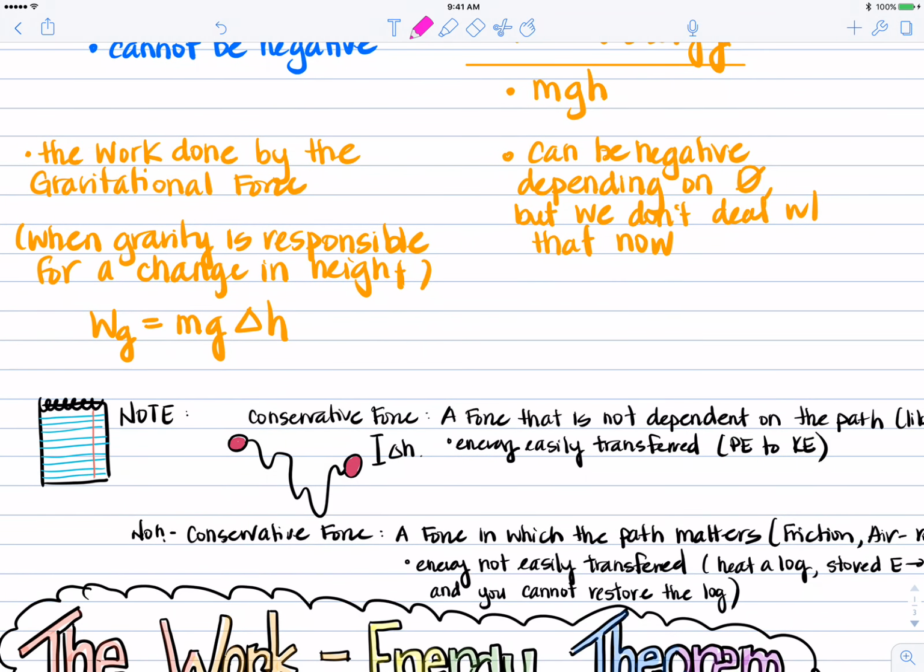Then we had a really brief discussion of conservative and non-conservative forces. So a conservative force is a force that is not dependent on the path, like gravity. And a non-conservative force is a force in which the path of the object matters, like friction or air resistance. Friction or air resistance would act upon this path for the entire distance, whereas gravity, the conservative force, would only be considered acting on the object for the change in height.